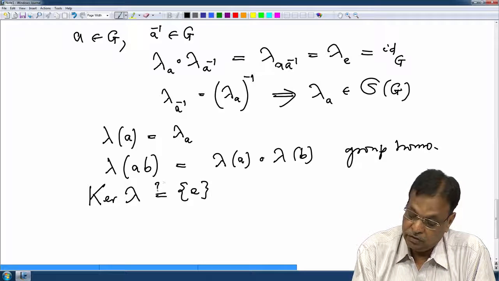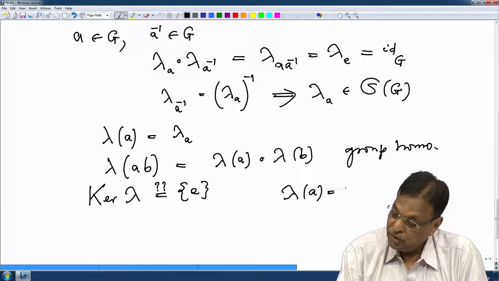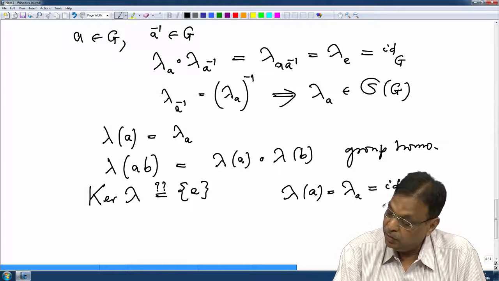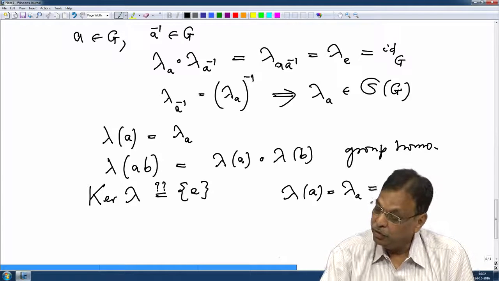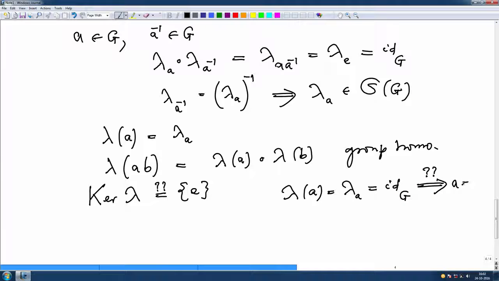We have to check this. That means if lambda A, which is lambda suffix A, is the identity map of G, then from here I want to conclude that A is nothing but the identity element. This is an equality, so for every X it is equal. So that means lambda A X equals X for every X in G.